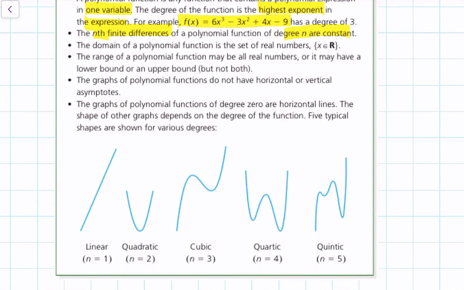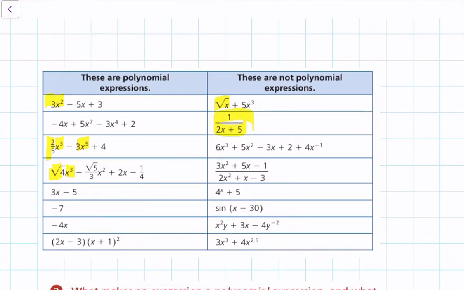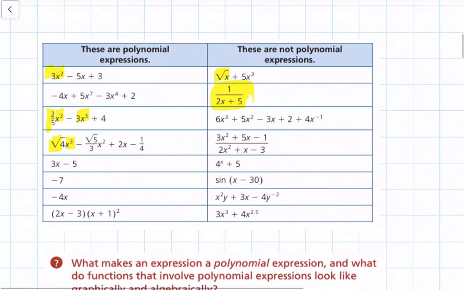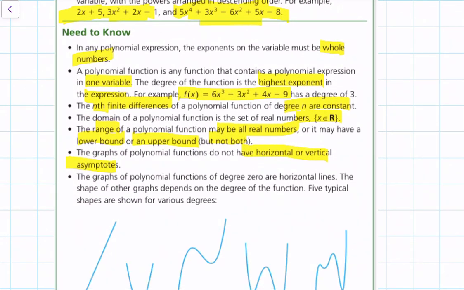Okay, the domain is the set of real numbers for every polynomial function. The range may be all real numbers, or it may have a lower or upper bound, but not both. The graphs do not have horizontal or vertical asymptotes for polynomial functions. So for example, what we saw here was a rational function, right? And with the rational function, we have horizontal or vertical asymptotes. So with polynomial functions, we do not have that.